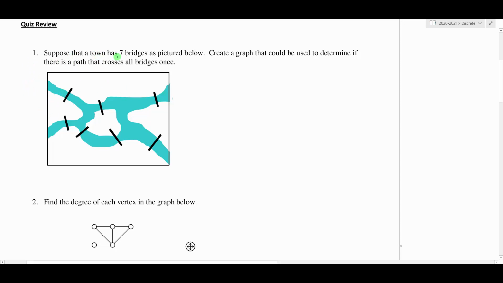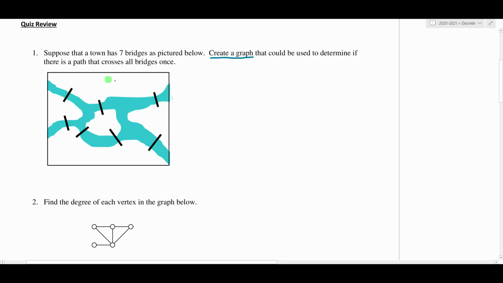So let's say we have a town with 7 bridges as pictured below. So here's this town, and we want to create a graph that could be used to determine if there is a path that crosses all bridges once. All right, so the main thing here is it wants us to create a graph. All right, so we're creating a network graph.